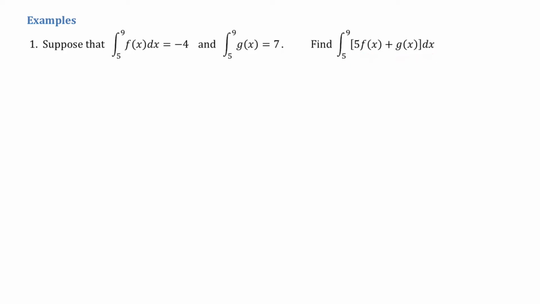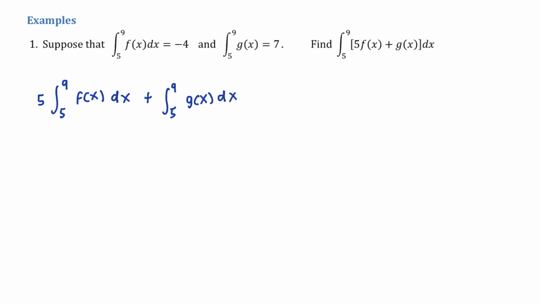Now from here you can see there are a few properties that you can use. The first one is the constant. You can actually factor out the constant 5, and since the terms are separated with a plus, you can separate it into two integrals. So you can write it as 5 times the integral from 5 to 9 of the function f(x) dx, plus the integral from 5 to 9 of the function g(x) dx.